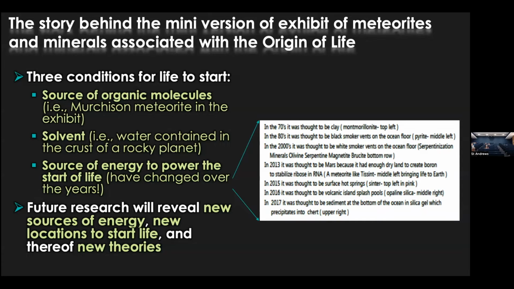It is based on three conditions for life to start. One is the source of organic molecules, where these organic molecules come from. One example is the Martian meteorite, as you have heard already. Then there must be a solvent somewhere, and water is one important solvent that we know very well. And then the source of energy to power the start of life.